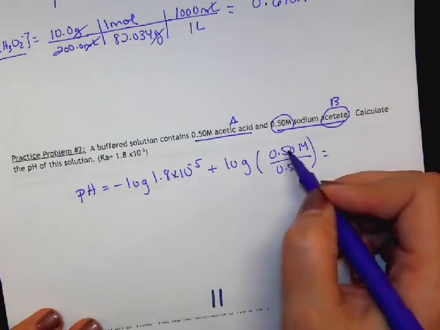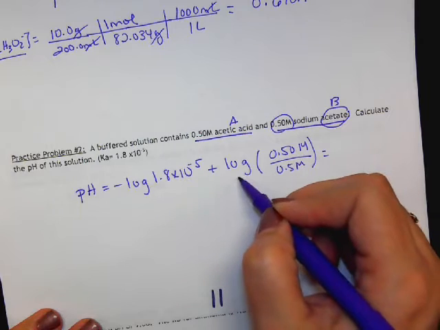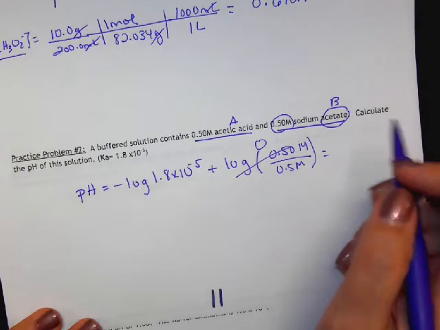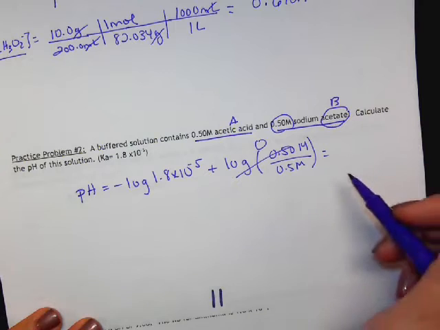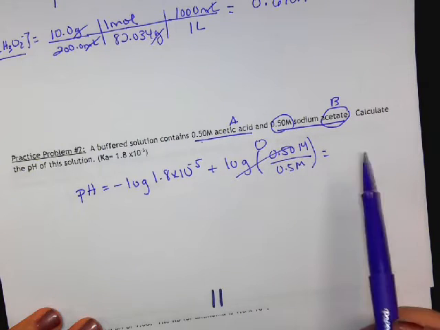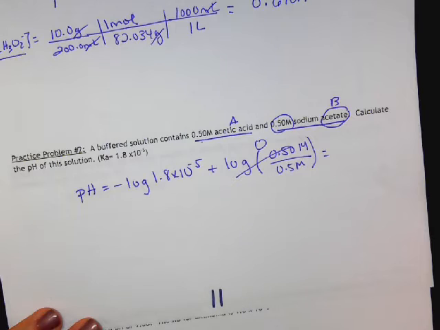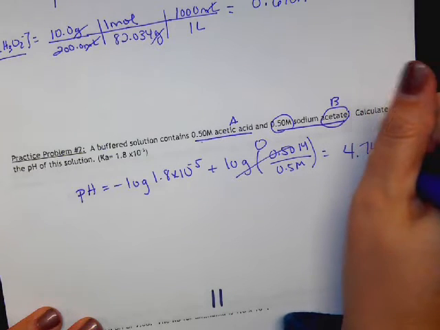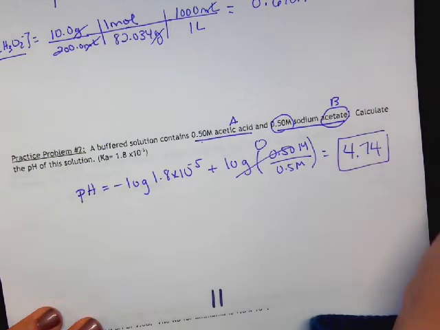Right? And the log of 1, we all know, is 0. Right? Because anything to the 0 power is 1. So in this instance, when your acid and your base concentration are equal, then your pH is equal to your pKa. So you get the negative log of 1.8 times 10 to the minus 5. And here we get 4.74. Okay.